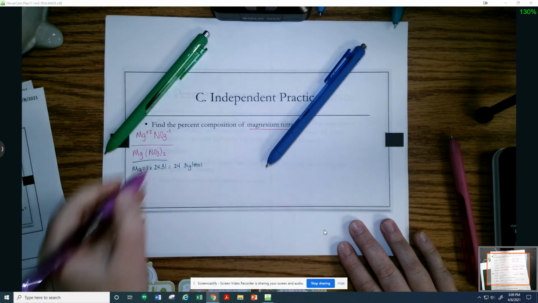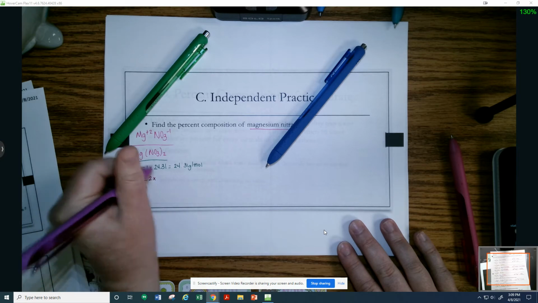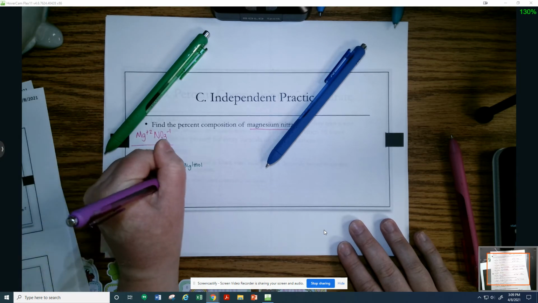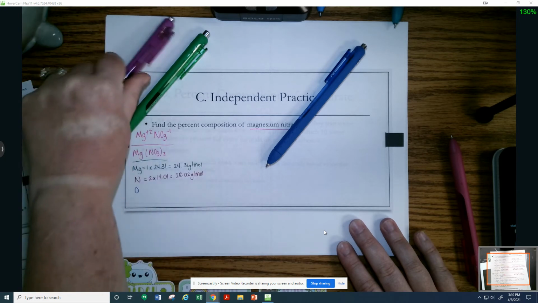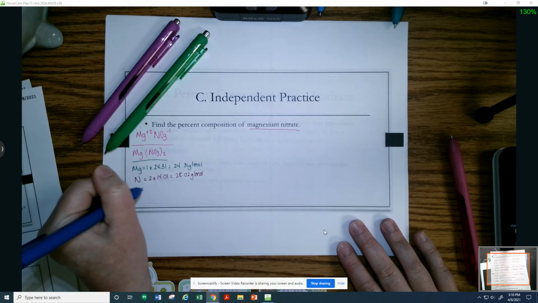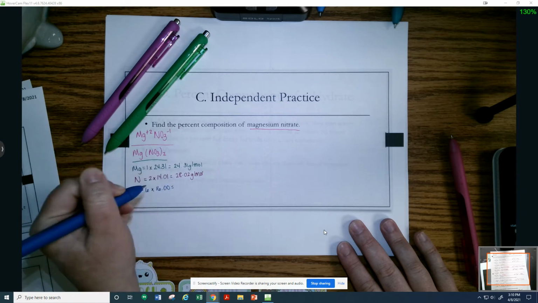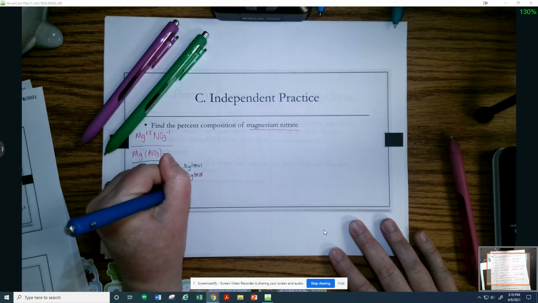Nitrogen, looking at it, it distributes in, so I have 2 of them. According to the periodic table, it's 14.01. Doubling it, you get 28.02 grams per mole. The last one, oxygen, that 2 distributes into the 3. Therefore, we have 6 oxygen. Its molar mass is 16. Multiplying those up, the total there is 72.06.